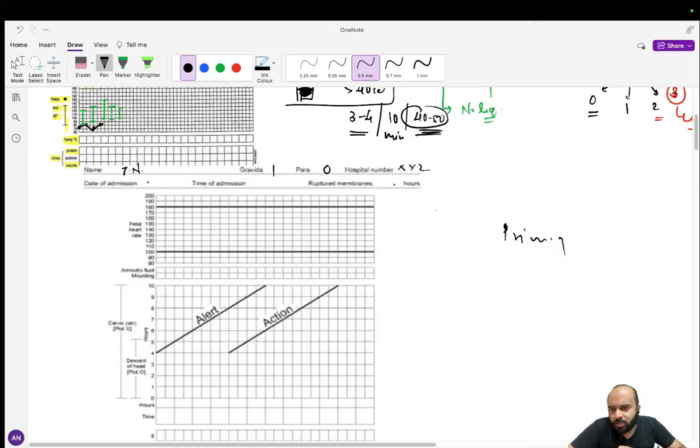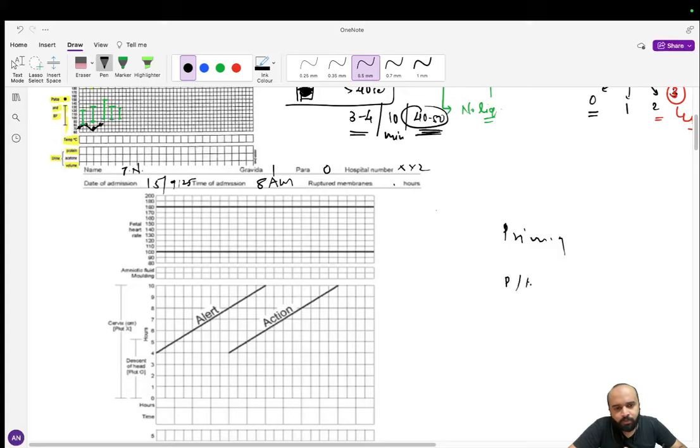The date of admission, again, let's just assume it is today, and let me just take the date as 15th of September 2025. The time of admission, let's say, is 8 a.m., and the membrane rupture, whatever it is, I'll let you know. So when she has come to me at 8 a.m., she's a primary gravida.